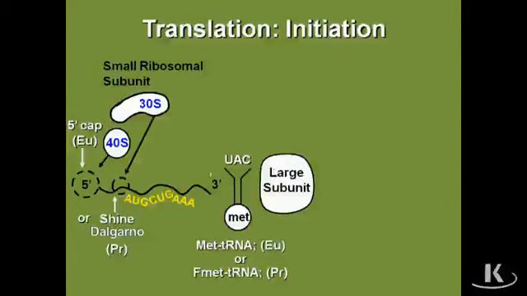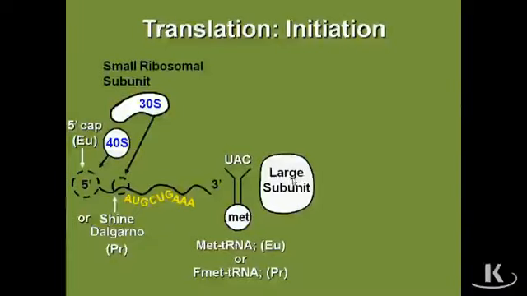So we now have the small ribosomal subunit associating with the messenger RNA. We have a transfer RNA corresponding to the first codon, AUG, and now we have a large subunit that's going to come into play. In the prokaryotes, what do we call the large ribosomal subunit? We call it the 50S. In eukaryotes, what do we call the large ribosomal subunit? We call it the 60S ribosome.